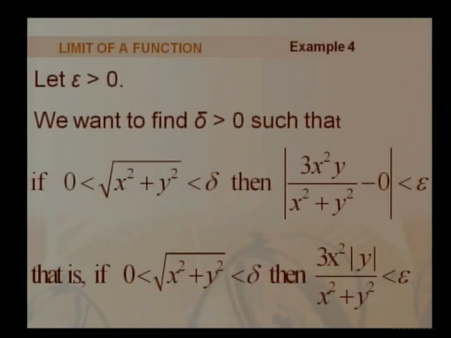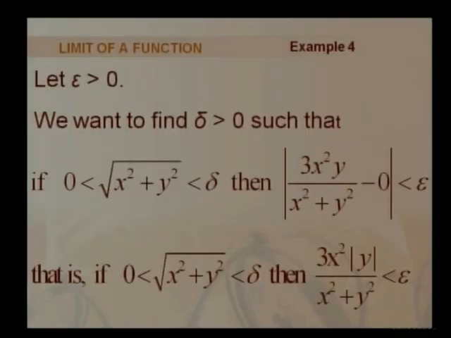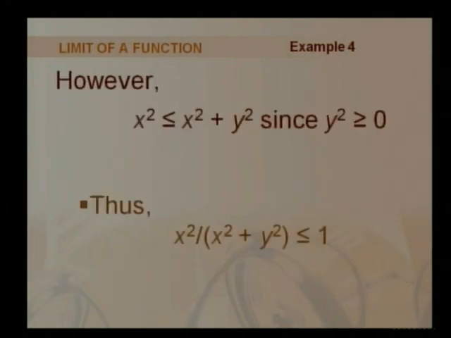y square minus 0, this distance should be less than epsilon. So if we take 0 less than x square plus y square less than delta, then 3x square modulus y upon x square plus y square should be less than epsilon. We know that the value of x square is always less than x square plus y square, since y square is greater than or equal to 0.